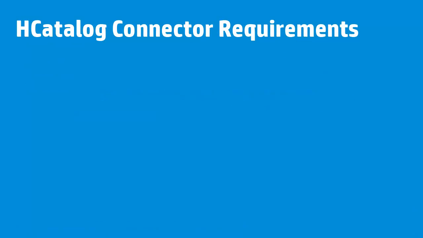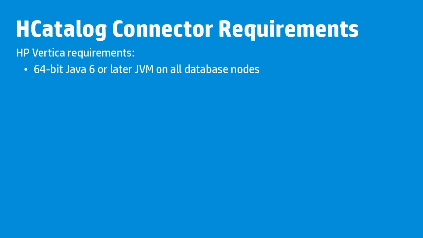HCatalog connector requirements. The HCatalog connector is already installed in HP Vertica version 7.0. Before you can use it, you must install a 64-bit Java 6 or later runtime on all the nodes in your HP Vertica database. See the HP Vertica documentation for instructions.